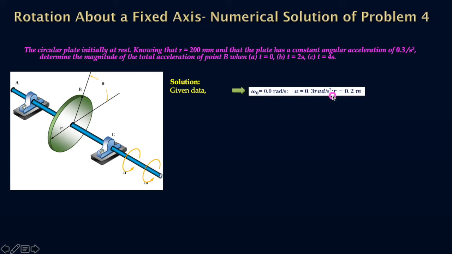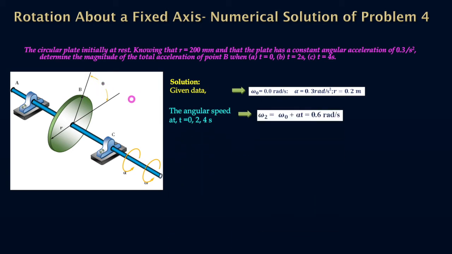So these are all the given data, and we have to find the magnitude of the total acceleration of point B. B means any point on the circumference at time t equals 0, means initial acceleration. After 2 seconds, what is the acceleration, and after 4 seconds, what is the acceleration. Now let's consider B is moving from this point to this point during a time duration t. So the angular displacement of point B is theta.